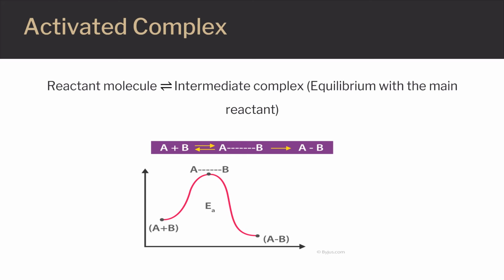When reactant molecules collide with each other at its highest energy point, an intermediate is formed which remains in equilibrium with the main reactant. If this intermediate complex has an energy equal to or greater than the threshold energy, then it will be converted into a product.